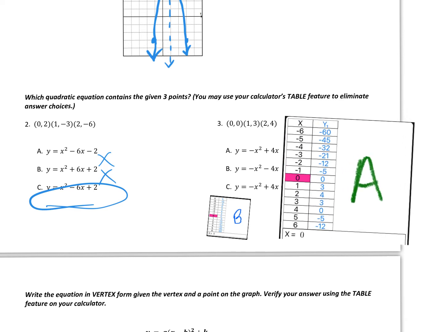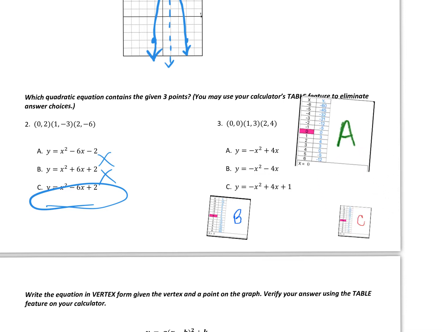Let's see if it matches. Does 0, 0 show up in my table? It is, 0, 0. 1, 3, 1, 3, 2, 4, 2, 4. Hey, that's the winner winner chicken dinner. We're good. So there's my answer choice.